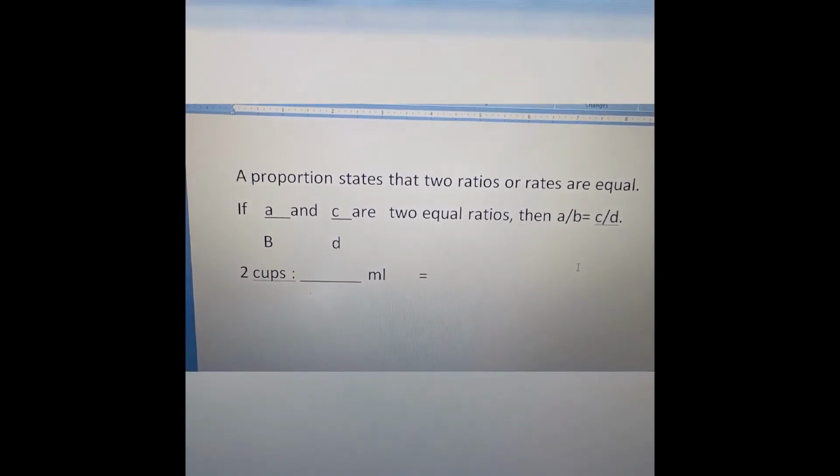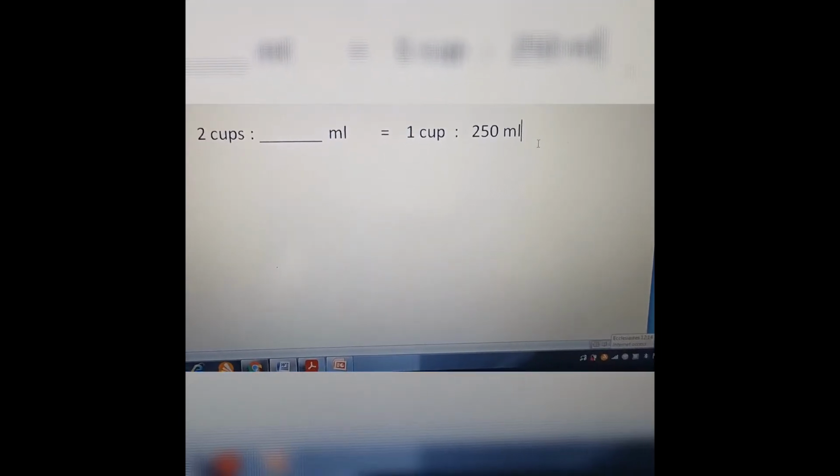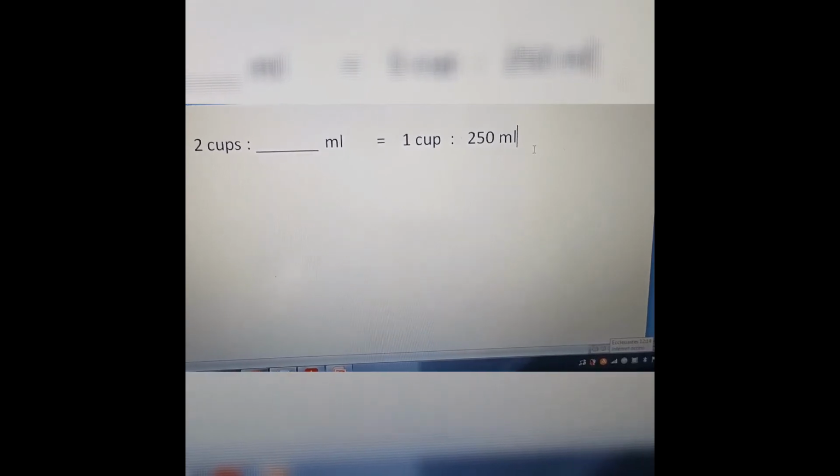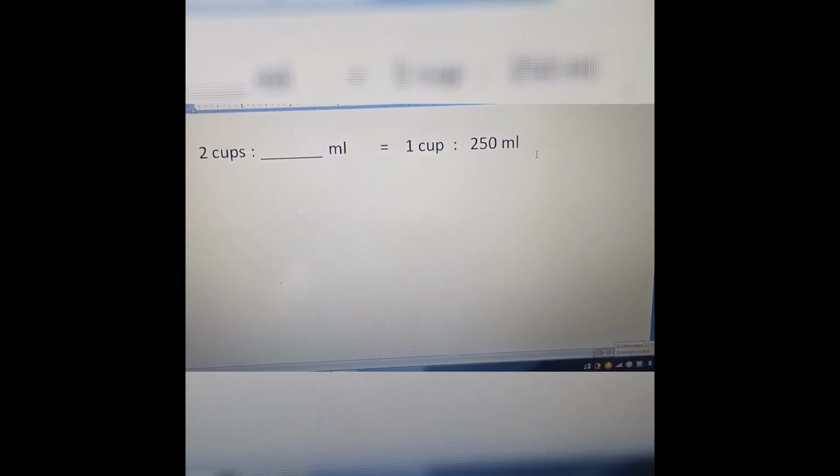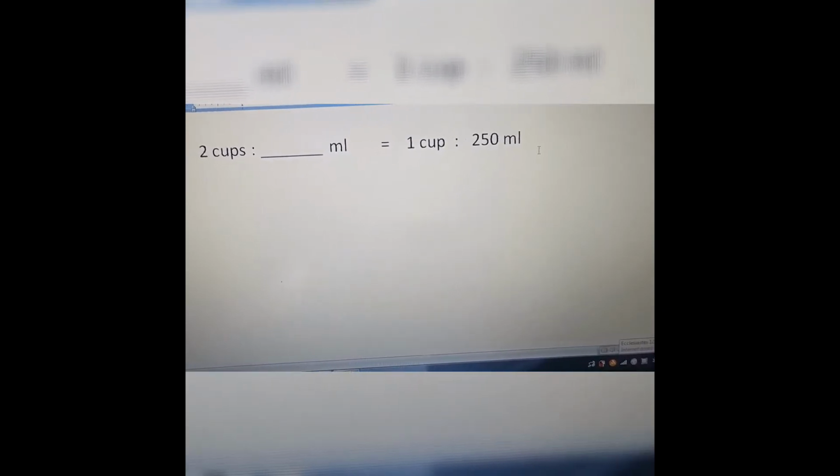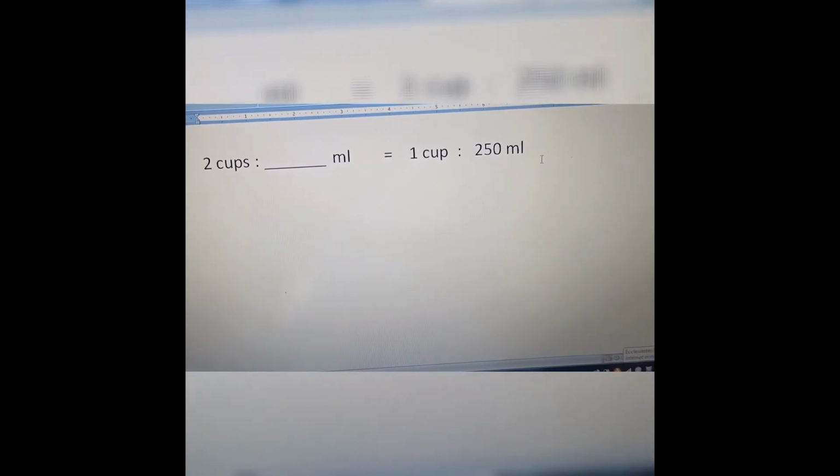Example, if the problem is 2 cups is to blank ml. So we're going to analyze this problem. It is looking for the equivalence of 2 cups to ml or milliliter. Next, we're going to get the direct equivalence. So 2 cups and ml, their direct equivalence from the measurement table or equivalent table is 1 cup is to 250 ml.